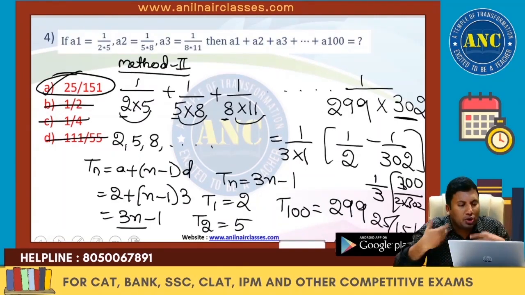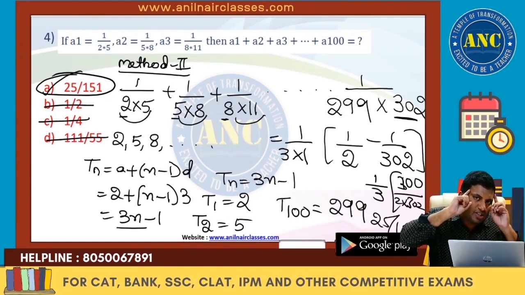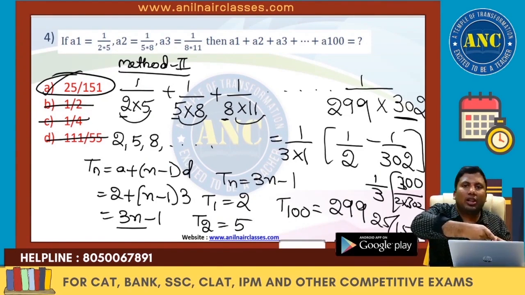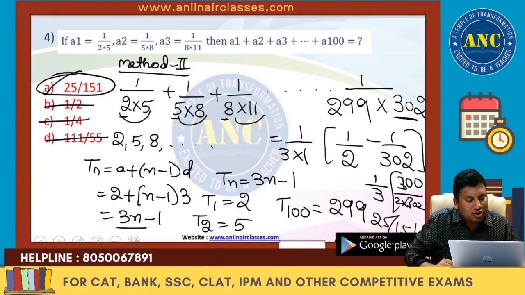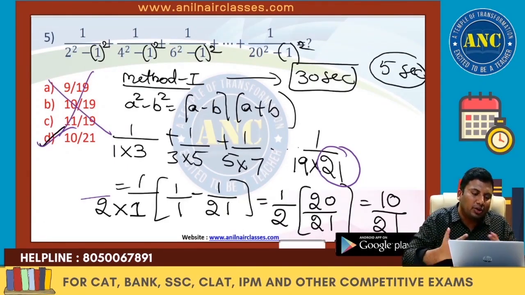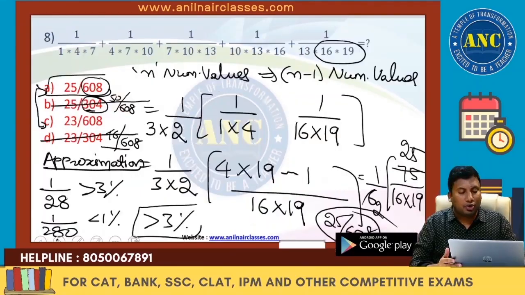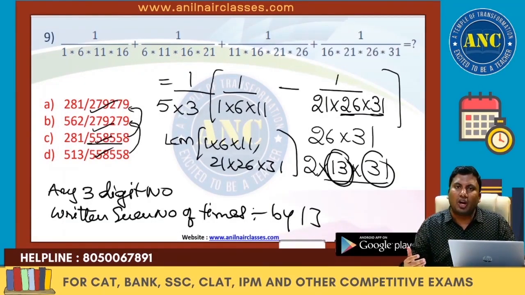Few more questions. You don't need to find A100 if you can use the approximation method. The approximation method I will use directly. Why? Because all the options are not closer to each other. Next one. A 30 seconds problem converted into a 5 seconds problem, because the denominator should be a factor of 21 or 21. Next one. Another model up to 20 terms. N numerical values condensed to n minus 1. I will discuss some more beautiful approaches where the series based questions can be solved very effectively.